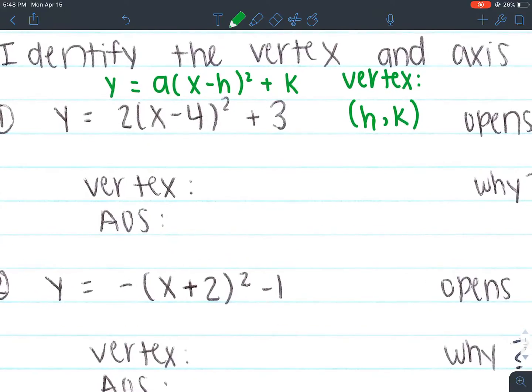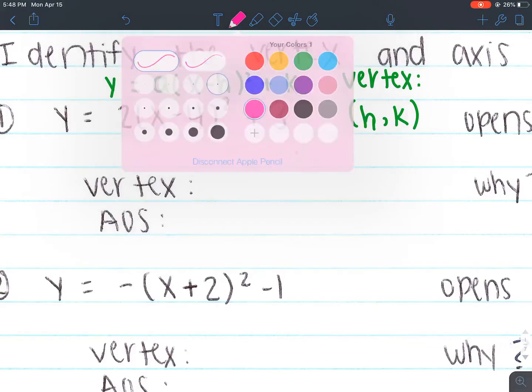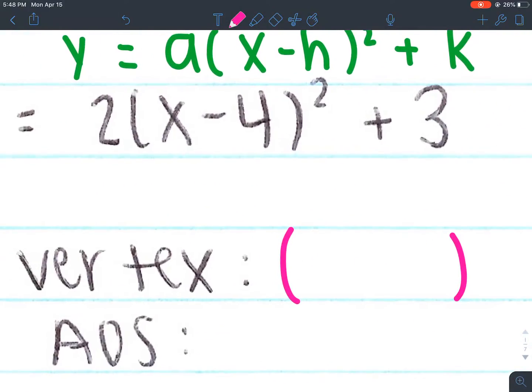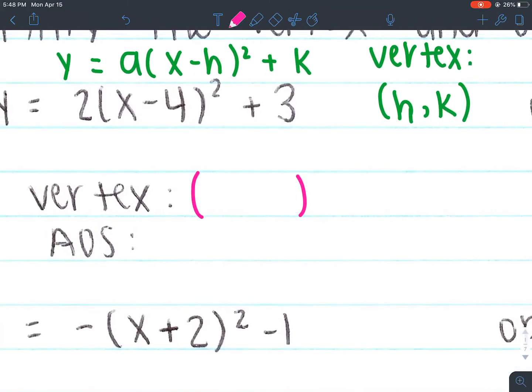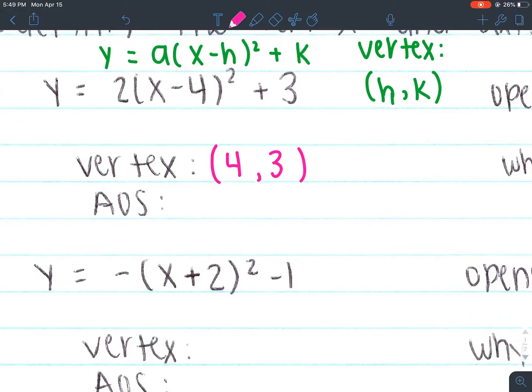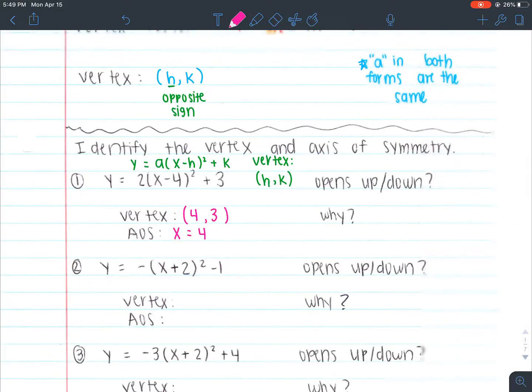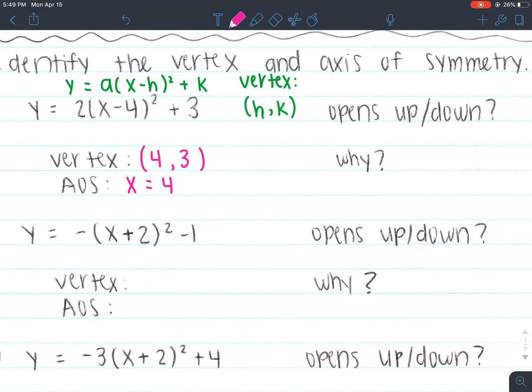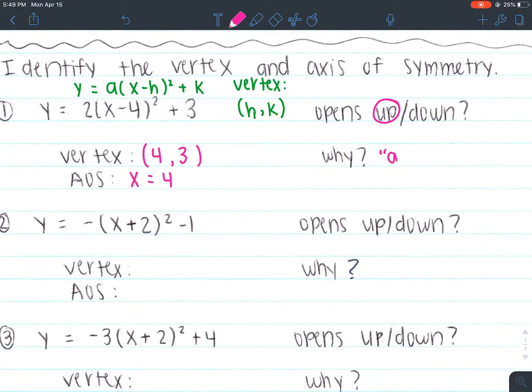Now, what is my vertex in this problem? Let's use a different color. Let's use pink. Well, h in here is -4. So when I take it out, it's going to be the opposite sign. So it's going to be +4. And then my k will stay exactly the same, which is +3. And remember, axis of symmetry always starts as x equals, because it goes through our vertex. And our x value for the vertex is 4. So it's x equals 4. Now, would this function open up or down? This would open up because our a is positive. Our a is a +2. So a is positive.